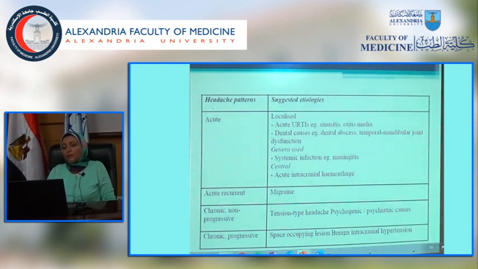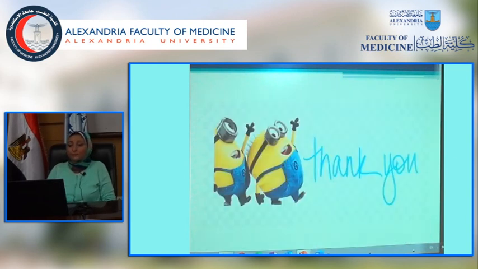If you have an acute headache, think about secondary causes, whether benign or not. If you have an acute recurrent headache, think about primary headaches. For example, the most common is migraine. If you have a chronic and non-progressive headache, think about other psychological types or tension type headache. But if you have a chronic progressive headache, keep in mind that space occupying lesion and secondary causes are extremely important.